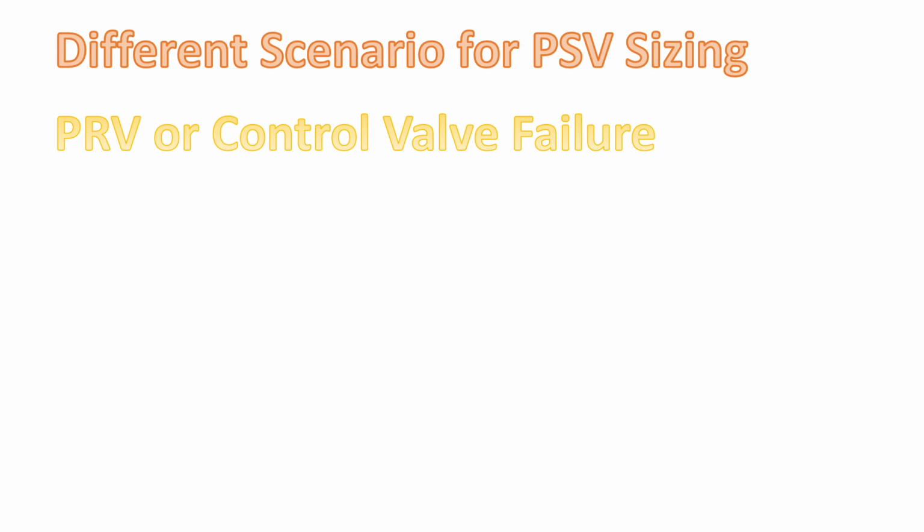That means we have set some certain parameters in control valve or PRV, its mechanism fails, or in control valve it opens fully, that means 100% opening. What would be the flow rate and the pressure? So based on that, we have to size the safety valve for this case.